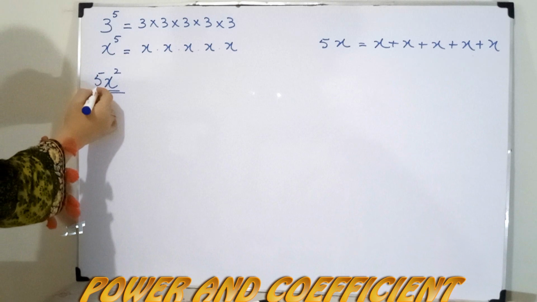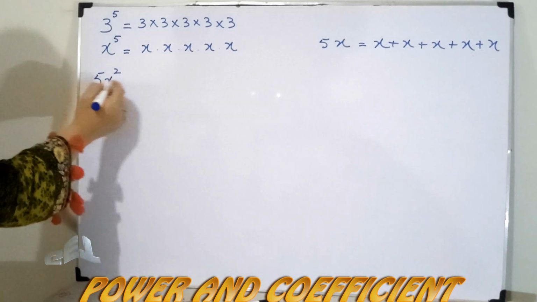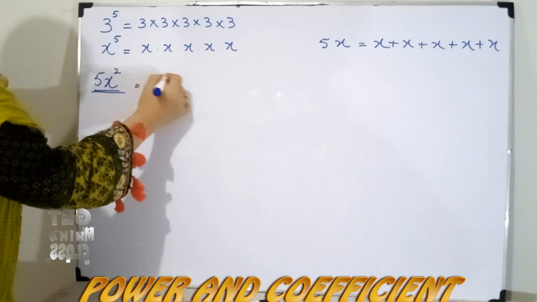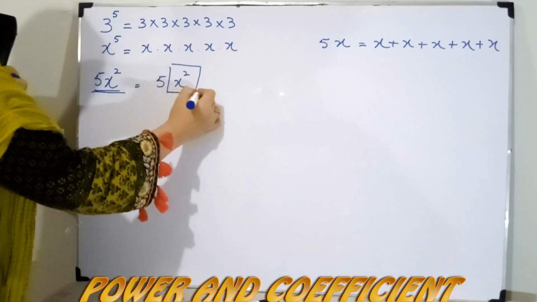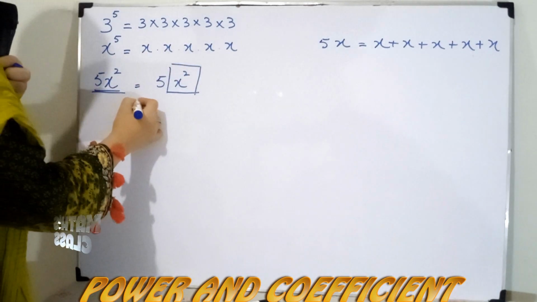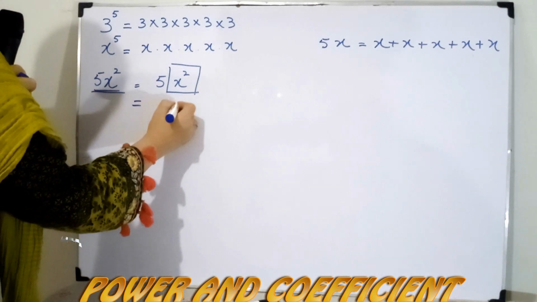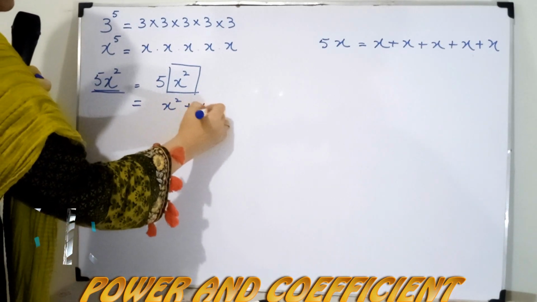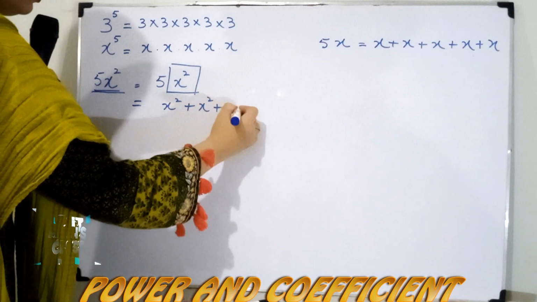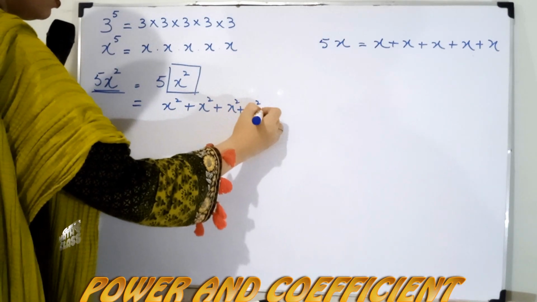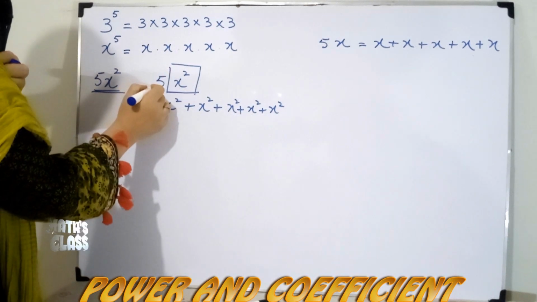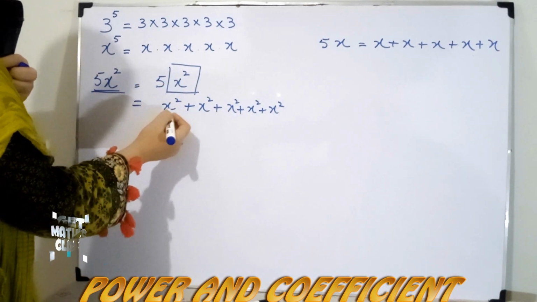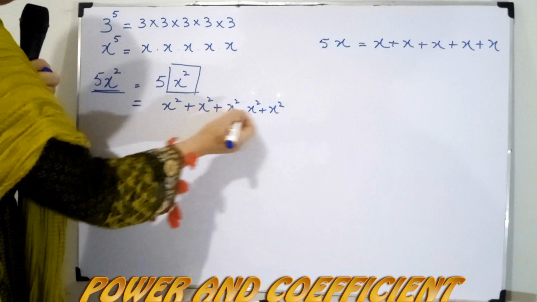If I take this number with respect to coefficient, so here x square will be considered as the basic number. So what does it mean? It means x square is adding itself 5 times. Because the coefficient is 5, that's why I am writing x square plus x square 5 times.